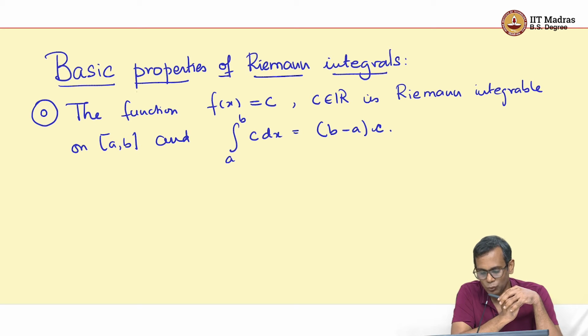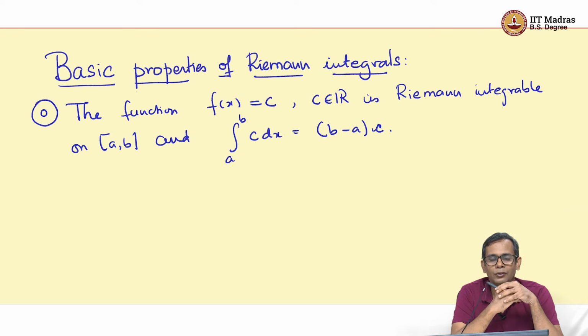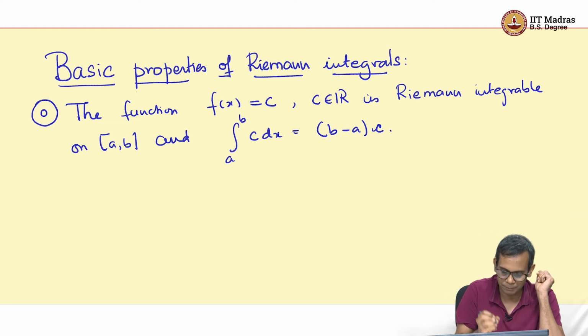But you can actually prove this very easily. You take any partition of the interval a b, the upper sum and the lower sum both are going to be b minus a times c. And so, it follows that this function is Riemann integrable with this b minus a times c as its integral.